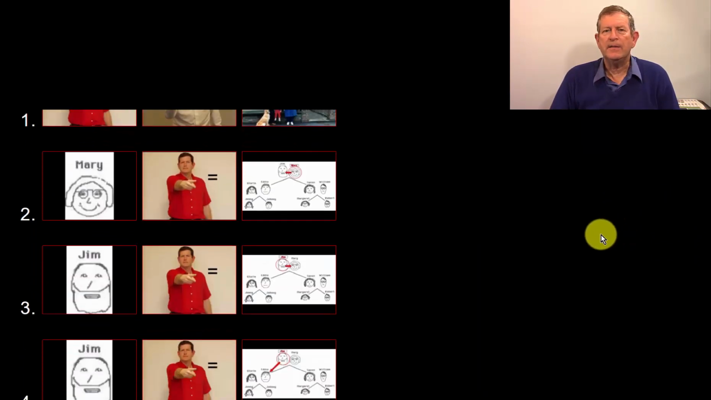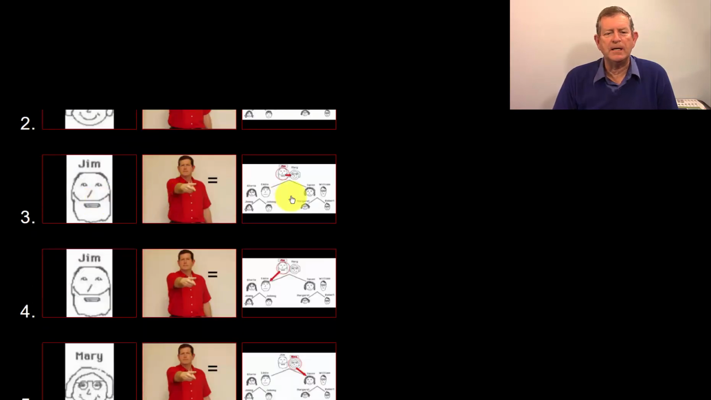Okay, so in any case, that's what you'd be studying in this section here: names of family members, but also possession, and of course using the verb to be. So Mary is Jim's wife, and Jim is Mary's husband. All right, so that's what you're doing in that section.